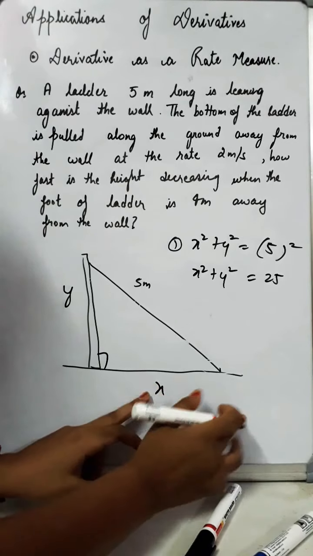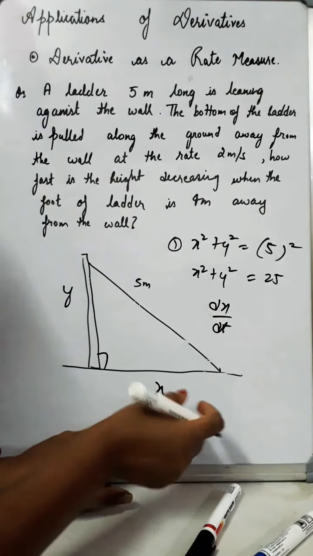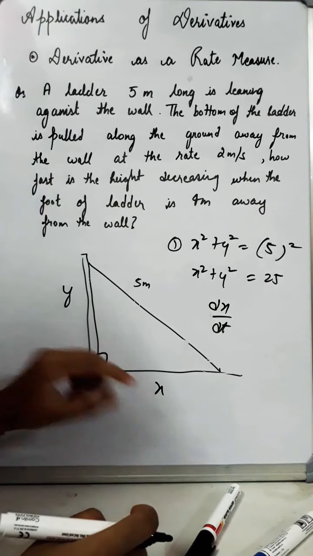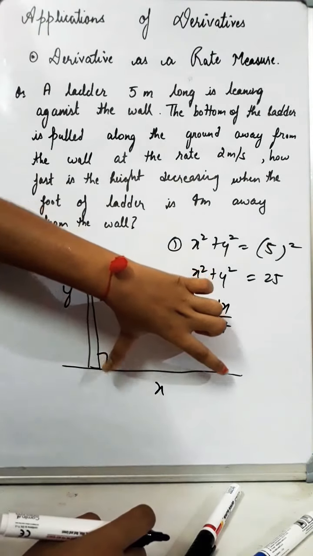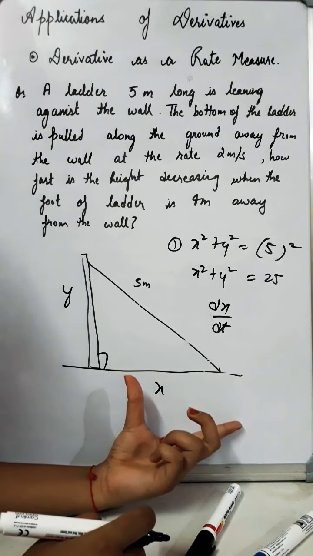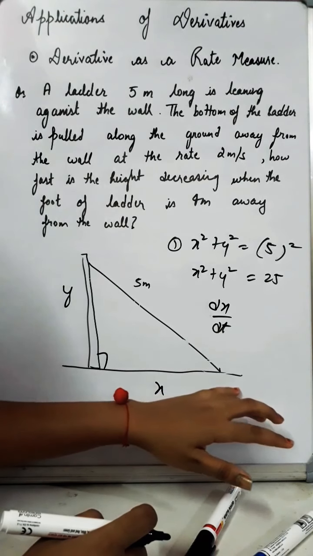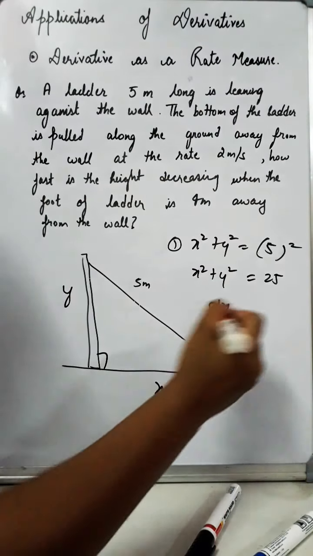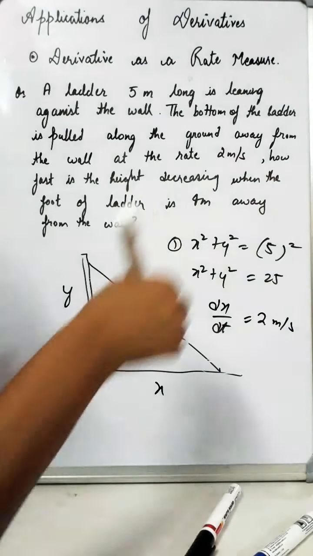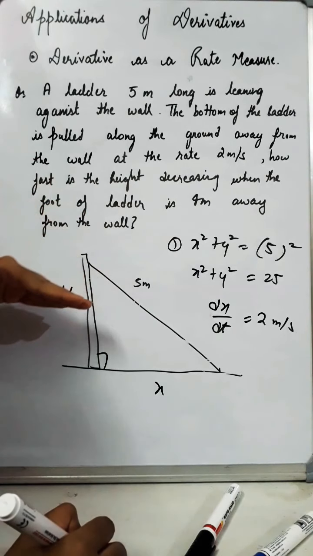ड्रैग हो रहा है ना, ये dx dt with respect to time. मतलब डिस्टेंस, जो स्पीड यहाँ पे 2 मीटर पर सेकेंड गिवन है, तो डिस्टेंस जो है ये इस वॉल से इस लैडर के एंड की है, ठीक। ये डिस्टेंस किस रेट पे चेंज हो रही है, तो दिस इज 2 मीटर पर सेकेंड, x is increasing at the rate 2 meter per second, तो dx dt is 2 meter per second, and what you have to find, the decrement in the height, rate of change of the height.